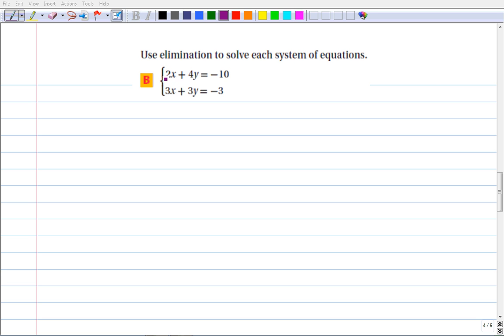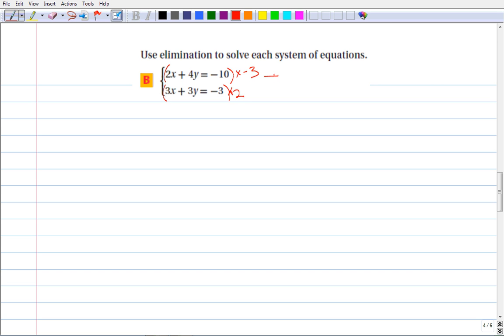So I'm thinking, what can I multiply 2 by and what can I multiply 3 by? That way I'm going to make it easy on myself, so that I can cancel something out. So let's try if we multiply this top equation by -3 and this bottom one by +2. Watch what happens.